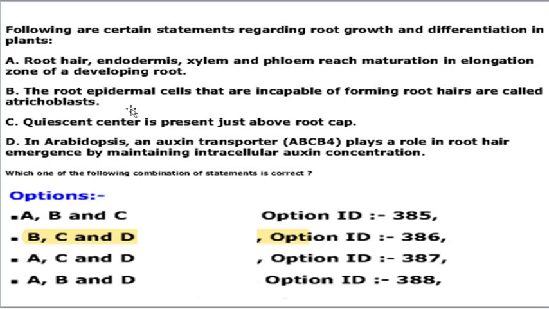So root hair will mature in the maturation zone, but here they have given that it will reach maturation in the elongation zone. No, your endodermis, xylem, phloem will reach maturation in the elongation zone in the developing root. Next: root epidermal cells that are incapable of forming root hair are called atrichoblasts.